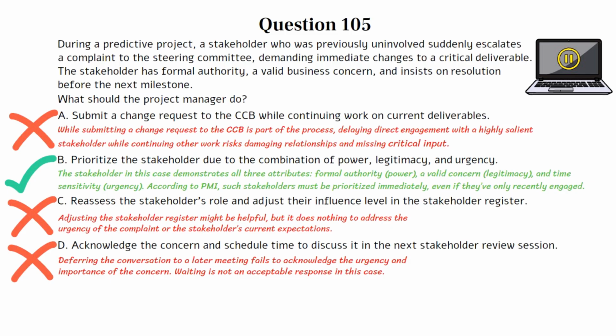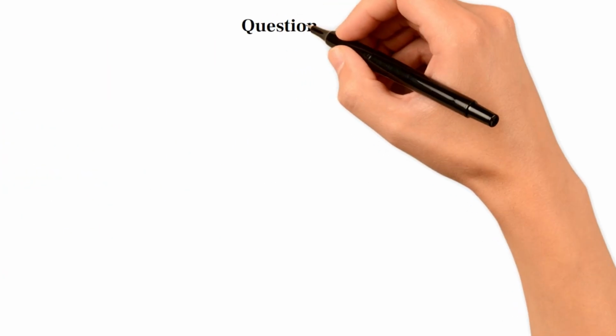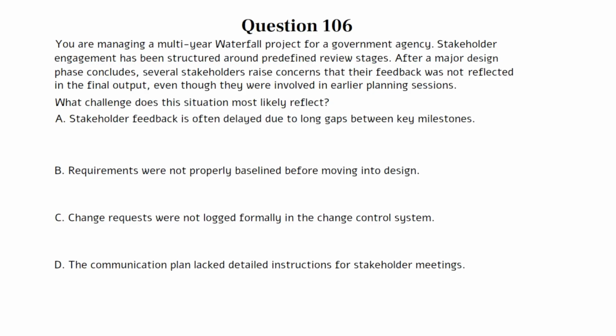Let's move on to the next question if you're ready. Question 106. You are managing a multi-year waterfall project for a government agency. Stakeholder engagement has been structured around predefined review stages. After a major design phase concludes, several stakeholders raise concerns that their feedback was not reflected in the final output, even though they were involved in earlier planning sessions. What challenge does this situation most likely reflect?